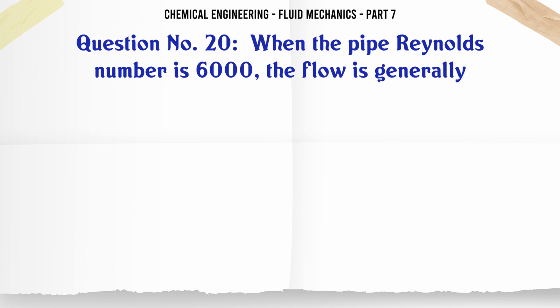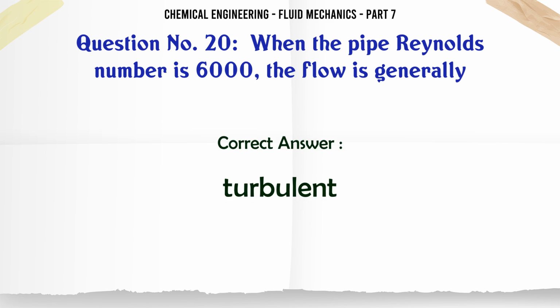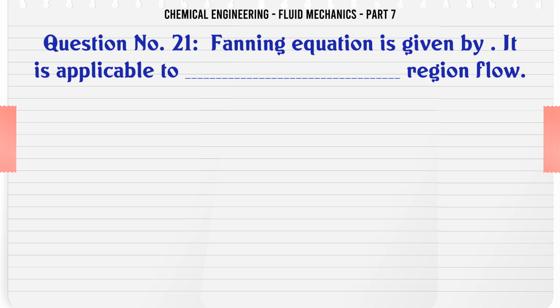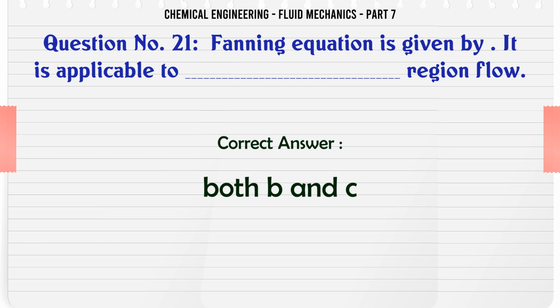When the pipe Reynolds number is 6000, the flow is generally A. viscous, B. laminar, C. turbulent, D. transition. The correct answer is turbulent. Fanning equation is applicable to region flow. A. transition, B. laminar, C. turbulent, D. both B and C. The correct answer is both B and C.